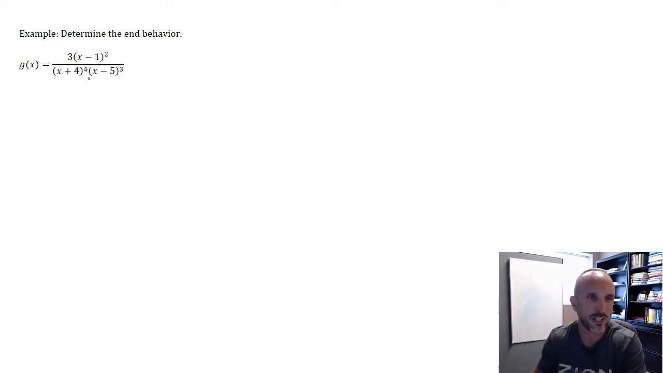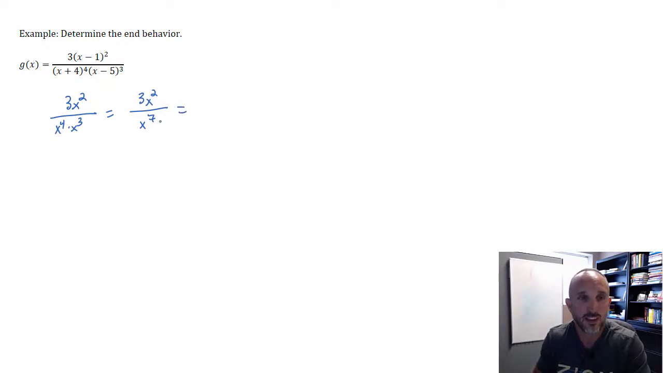Here our function is 3 times x minus 1 squared over x plus 4 to the 4th times x minus 5 to the 3rd. Now, just like with polynomials, we have to simplify to find our leading terms. So if we multiply out everything on top, we're going to get 3 times x squared for our leading term. On the bottom, if we multiply all of this out, we're going to get x to the 4th times x to the 3rd for our leading term on bottom. Then we have to reduce this or simplify it. So we're going to get, let's say, equals, so we get 3x squared over x to the 7th power.